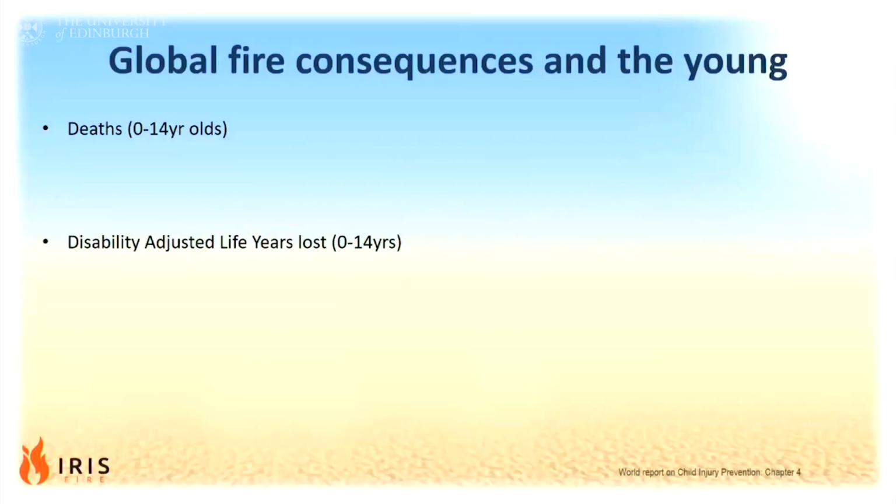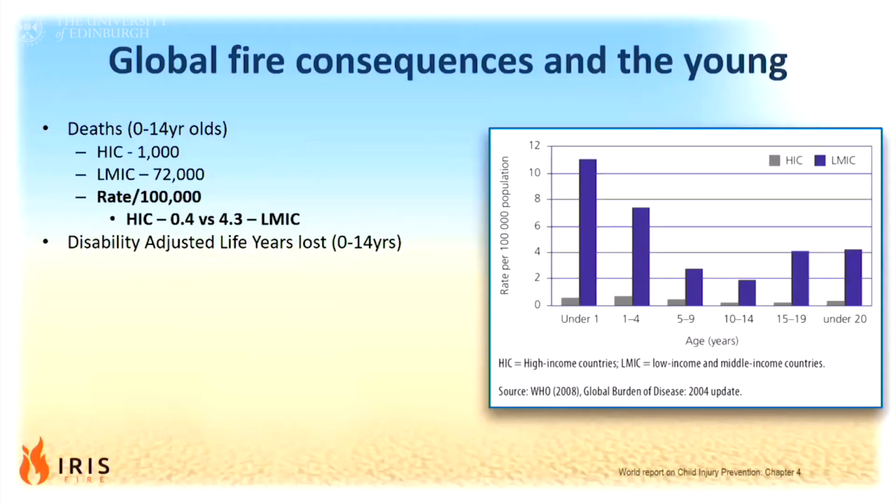And I want to focus a little bit more on who's actually being affected the most. So I've got global fire consequences for the younger, deaths in terms of 0 to 14-year-olds. For high-income countries, it's 0.4, which is about what the average would be for everybody. But when you get to lower middle-income countries, you're at 10 times that, 4.3.